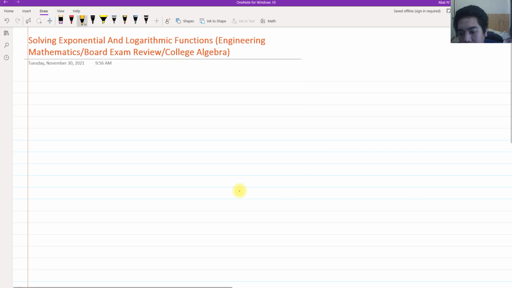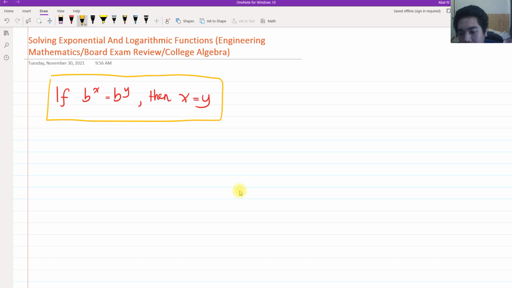So let me start first by giving a property of the exponential function. If b raised to x equals b raised to y, then x equals simply y. What this property means is that if we have the same base b, we can actually equate their exponents and solve for the necessary value of whatever is being asked in the problem.